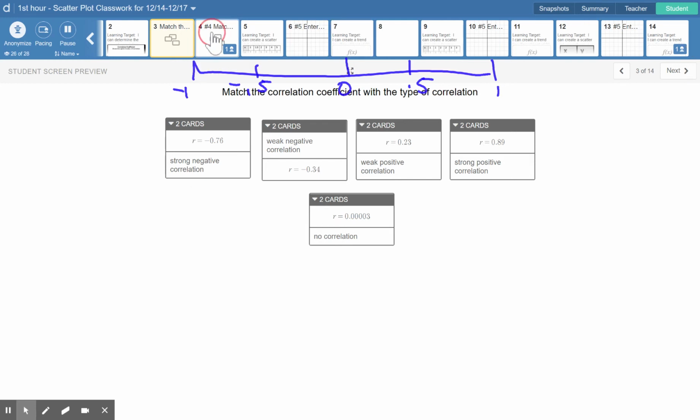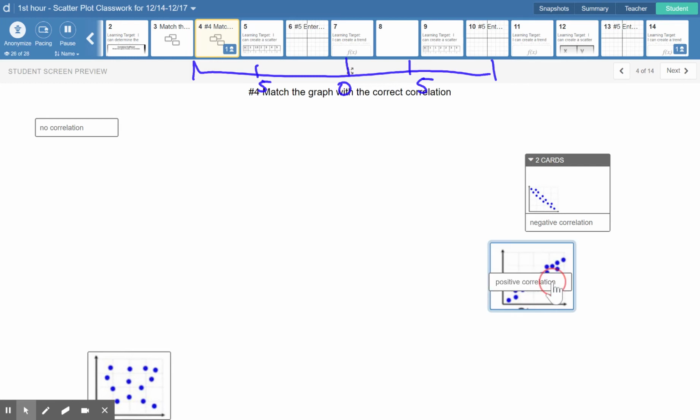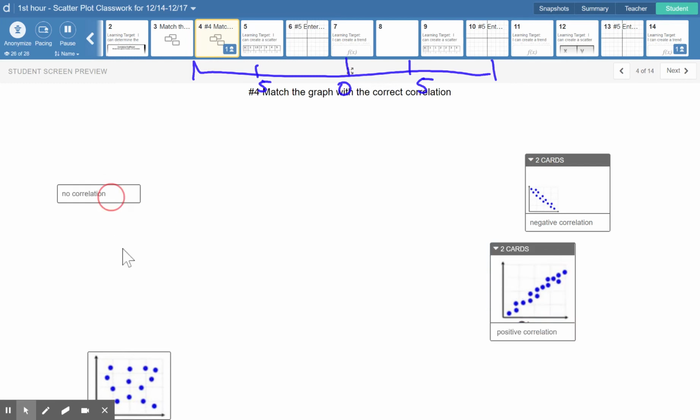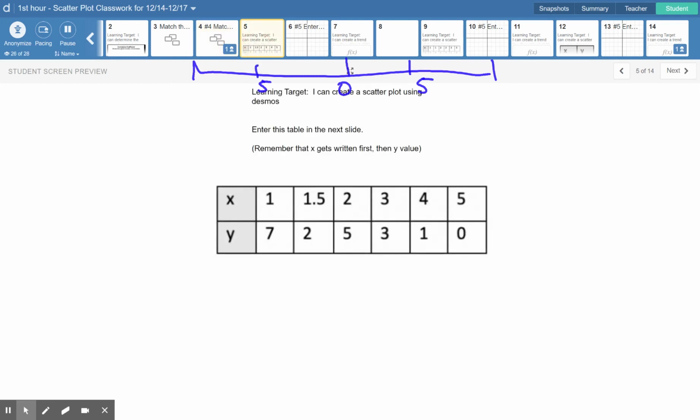Now for the next slide. Negative correlation is like it's going downhill. Positive correlation looks like the graph is going uphill. And then no correlation is when all the points are scattered all over the place and you can't tell if it's going up or down.